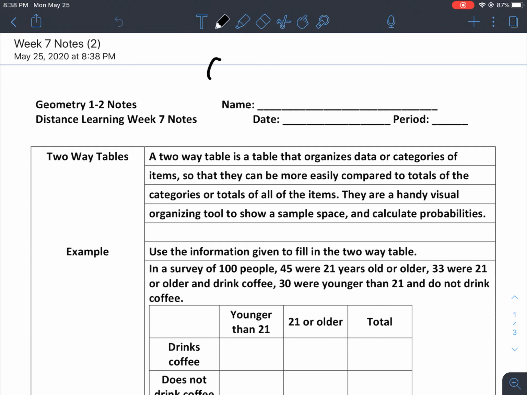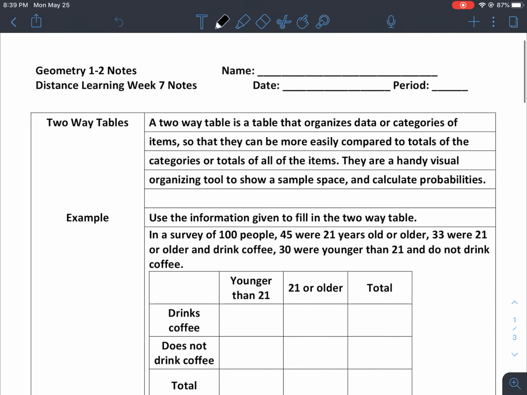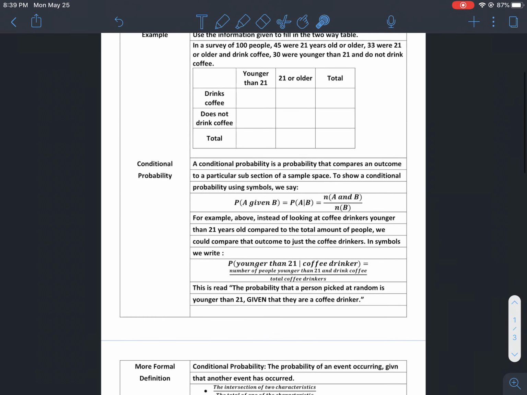But this week in our probability quest, our quest to figure out how probable things are, we are looking at a specific display of data called a two-way table. And within that two-way table, we will have two different kinds of probability we're going to discuss. We're going to discuss something called conditional probability.